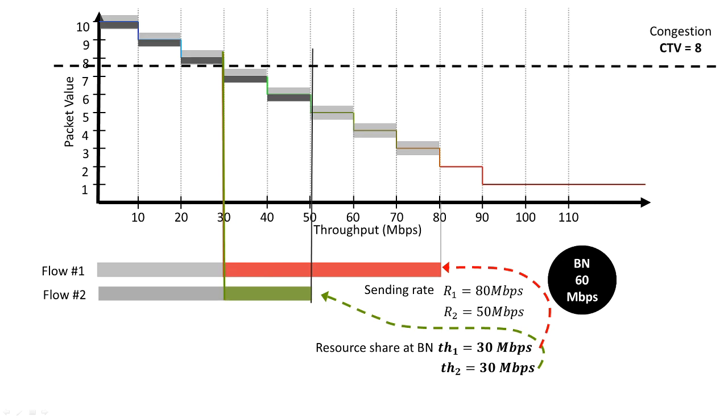Since the same TVF is used and the sending rates are high, we expect fair share of the bottleneck capacity. In this case, dropping packets with minimum packet value leads to a congestion threshold value of 8, resulting in 30 megabit per sec allowed throughput for both flows.